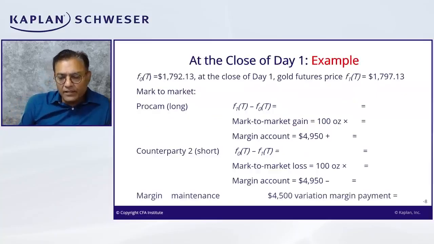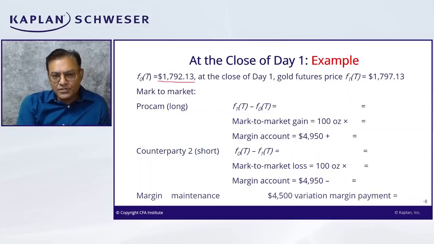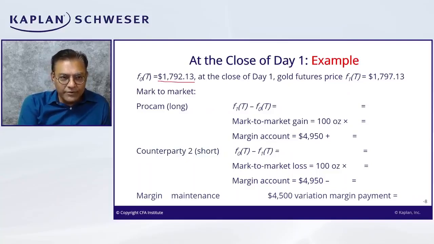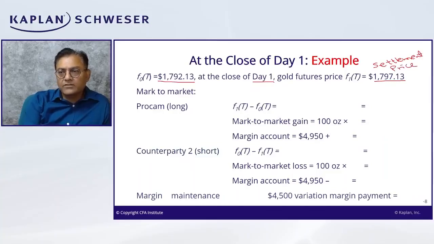So now let's look at an example of margin and maintaining a margin balance. The original futures price in our example was 1792.13. I need to be a little precise: the original futures price was 1792, and we're going to denote it at day 0. At the end of day 1, you are given the settlement price of 1797.13. In other words, the price has gone up during the first trading day by $5.